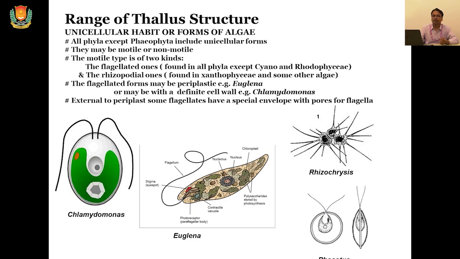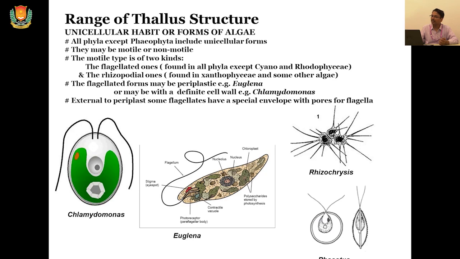External to the periplast, sometimes some flagellates have a special envelope with pores. Here, in the case of Phacotus, you can see that this is the organism, which has two flagella, and this is the cell. Now, apart from this cell, there is a special envelope.